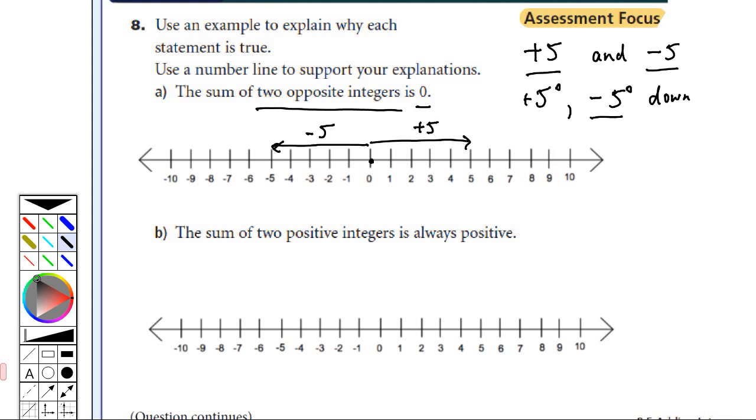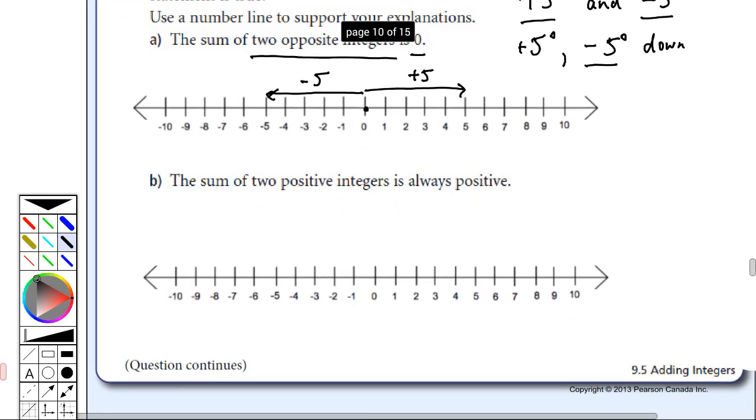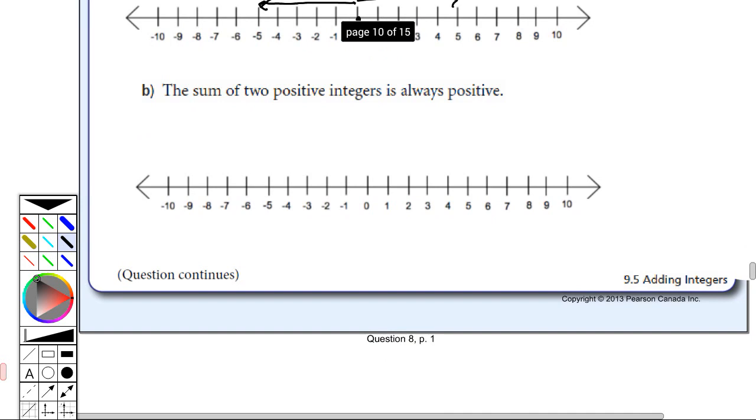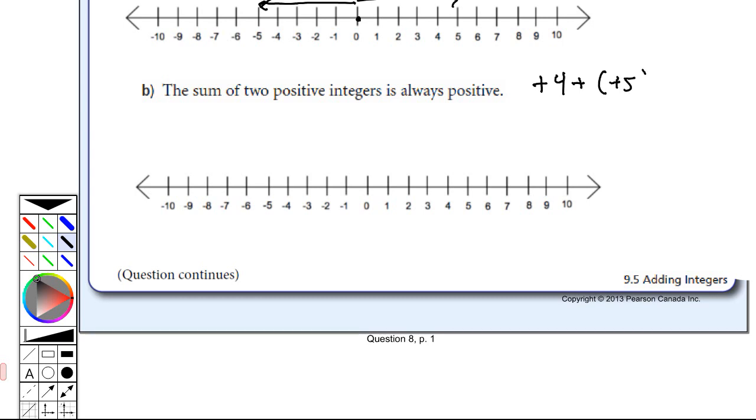Now let's look at B. The sum of two positive integers is always positive. Well, let's look at an example. So let's say positive 4 plus positive 5. So from 0, I'm going to go plus 4 to the right, and then from the plus 4, I'm going to go another plus 5, which is going to bring me to positive 9. So in this case, it equals positive 9.